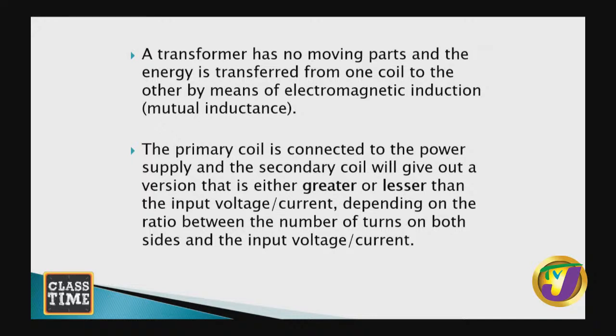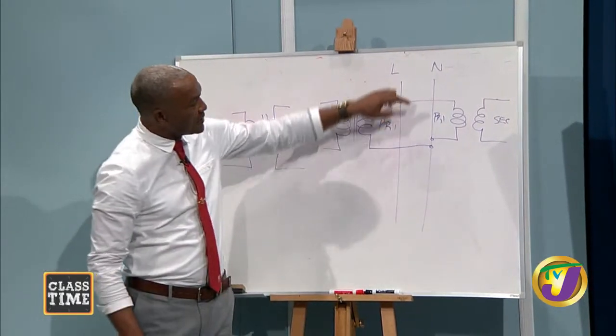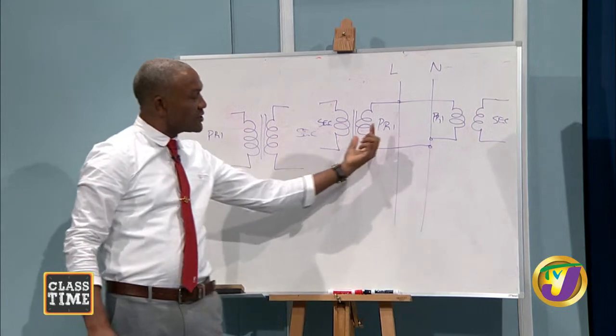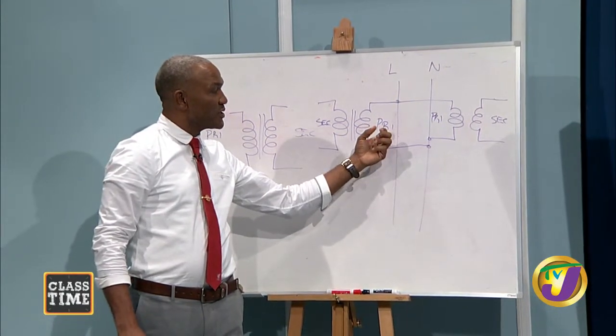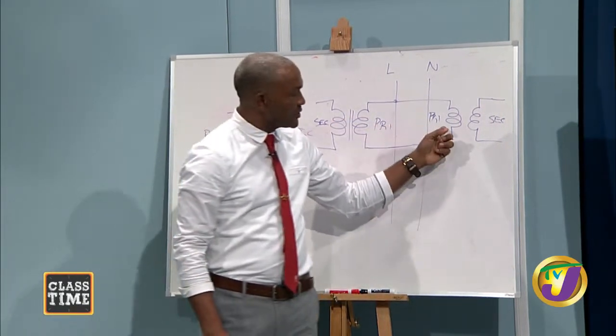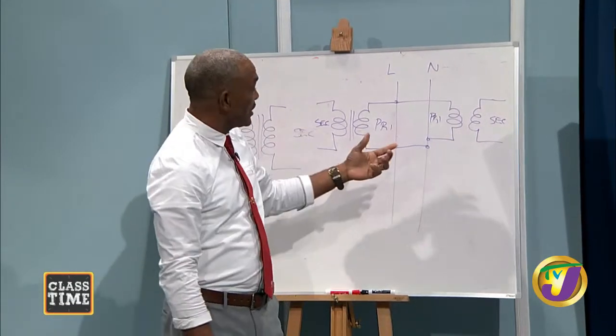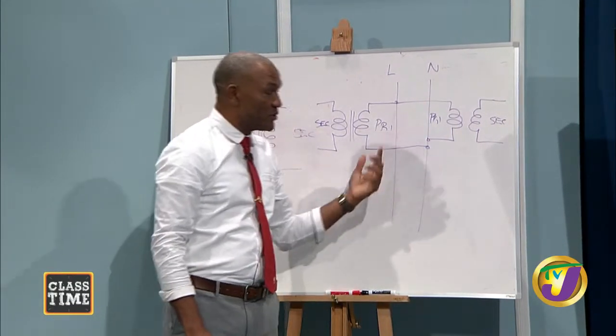The primary coil, as I said before, is connected to the power supply. So let's go back here. This is my power supply: live, neutral. And let us just use live and neutral for now. The primary coil is connected to my power supply. So this transformer has the primary on its right and the secondary on its left. This transformer has its primary on its left, this one on its right. This is for the purpose of a diagram where the transformer is in operation.